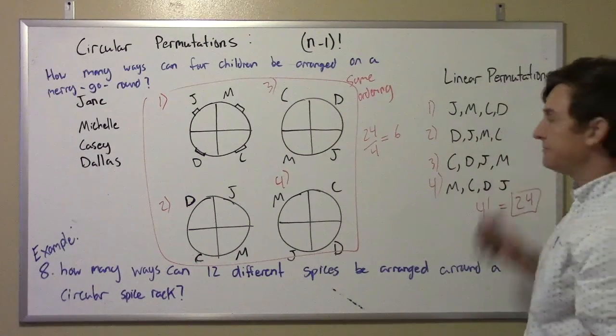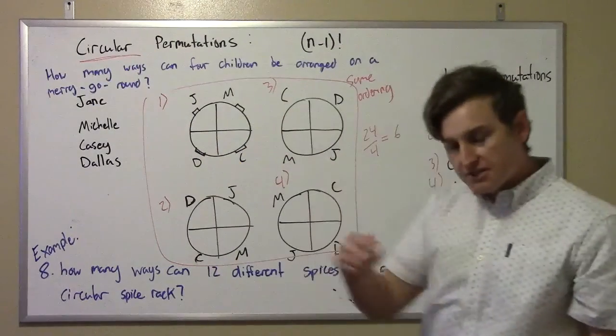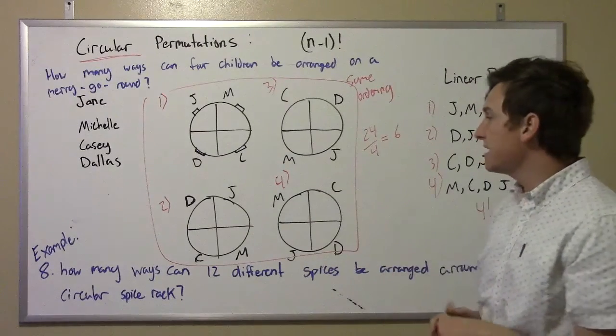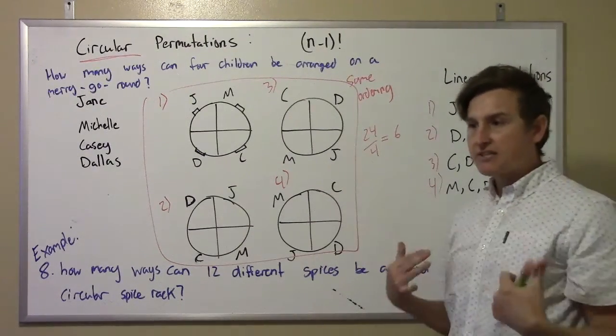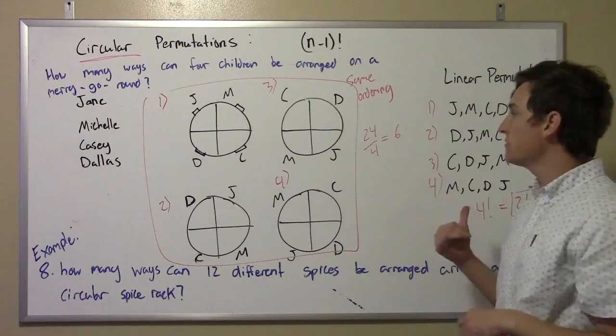That's not the case over here. So whenever you see circular permutations, so things arranged in a circle, things arranged around a table, or things arranged on a circular rack, or things like that, we have to divide out the extras. We're going to get too many. If we just do 4 factorial, we're going to get more than we need.